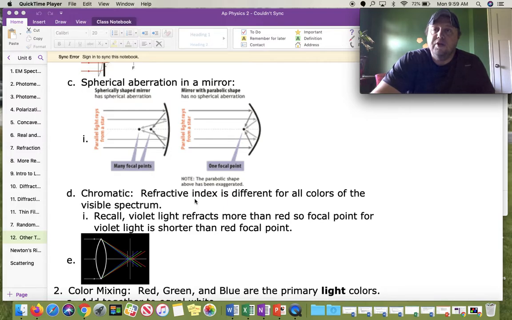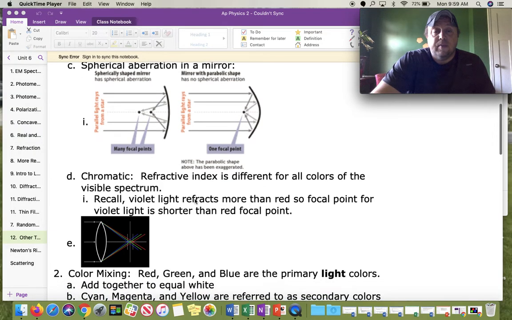Remember, your higher energy waves will refract. I used the wrong term there. Your higher energy waves will refract more and will bend towards or away from the normal, depending on which way we're going from a specific index of refraction. So what we end up with is a different focal point for the red and a different focal point for the violet and all the other regions of the spectrum.